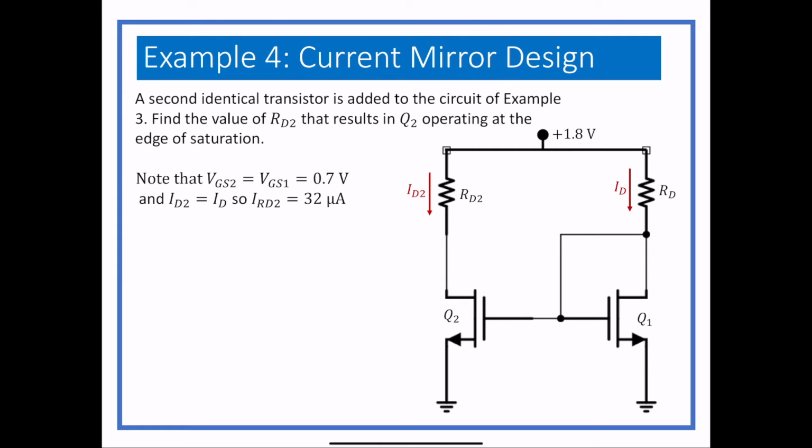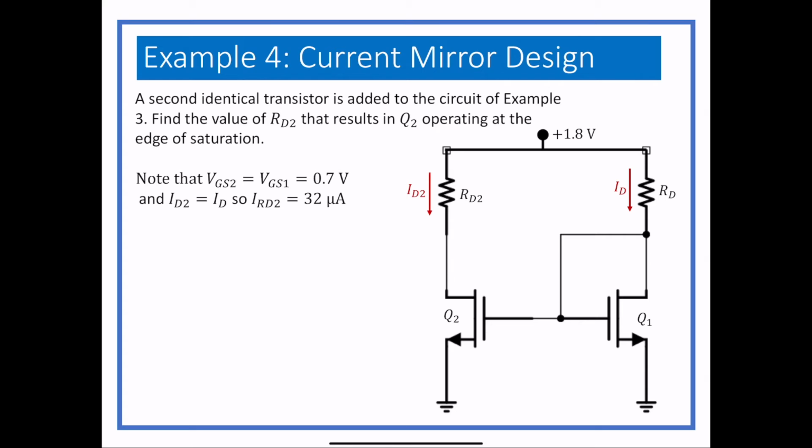VGS1 and VGS2 are going to be the same because there is a wire connecting the drain to the gate, and the gate is connected in both places. So that means that VGS2 and VGS1 are both 0.7 volts. And the current in the other transistor is the same as the original transistor, so we already know that that current's going to have to be 32 microamps. So all we need to do is figure out what the saturation voltage would be.